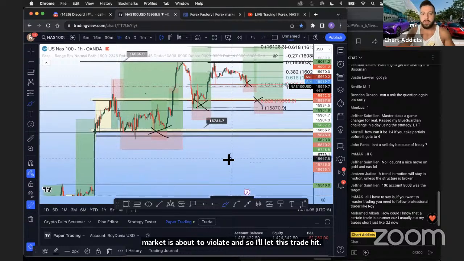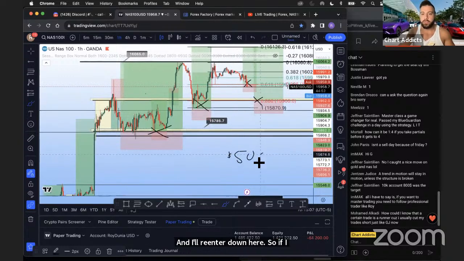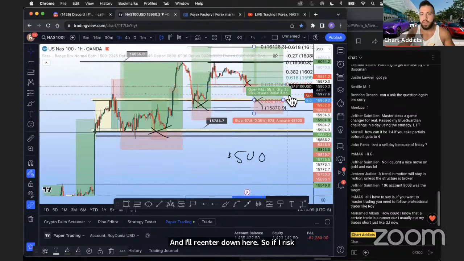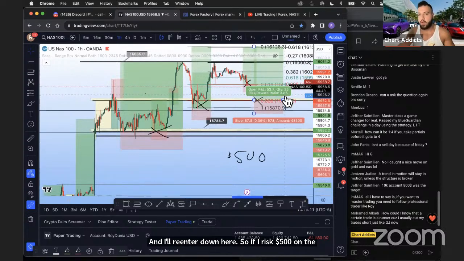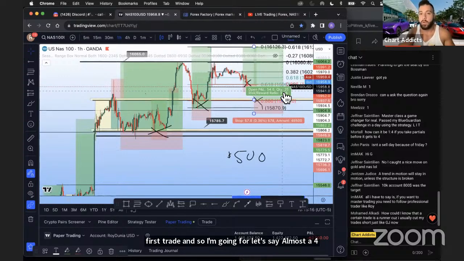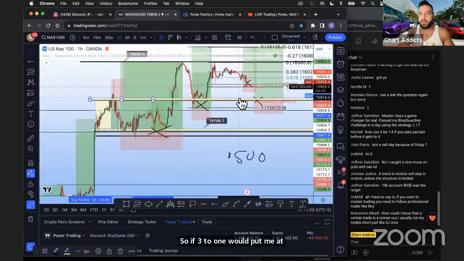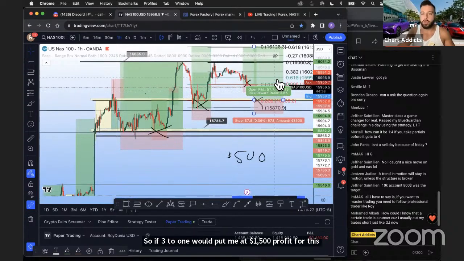So if I risked $500 on the first trade, I'm going for, let's say, almost a 4-to-1, but after I take partials, it'll be closer to 2.5-to-1 or 3-to-1. So 3-to-1 would put me at $1,500 profit for this trade. If I take even more partials than that, then I might end up anywhere between $1,000 to $1,200 in profit.